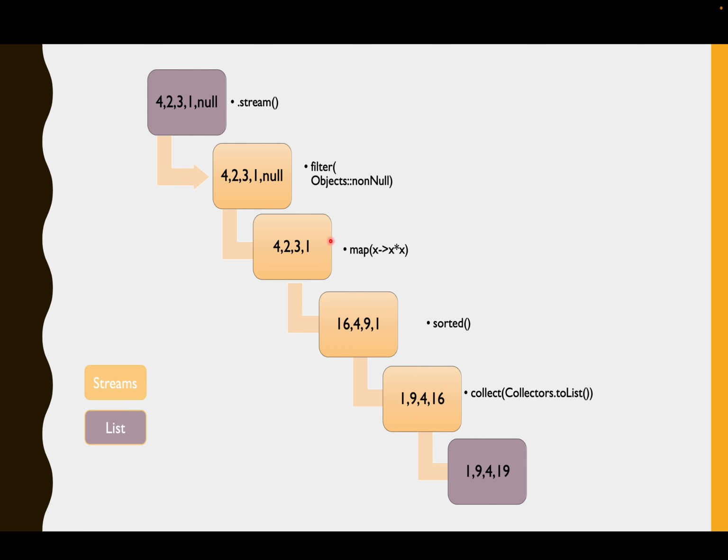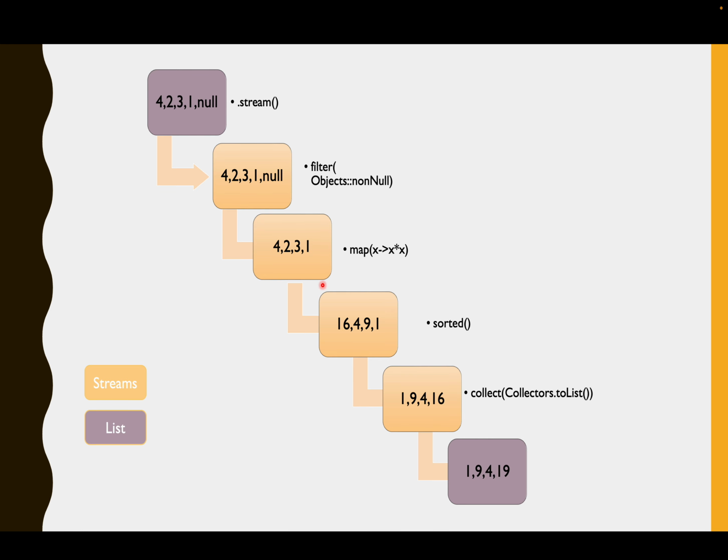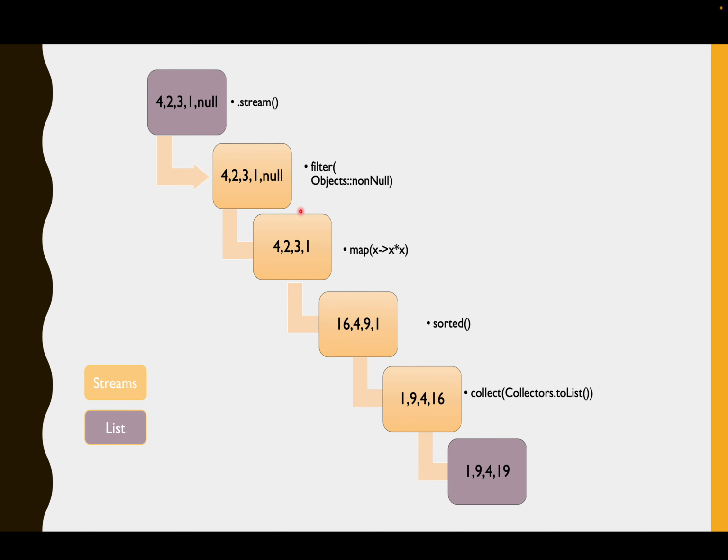Here, the intermediate operations are filter, map and sorted. Intermediate operations are lazily executed and return a stream as a result. So the result of all these operations, filter, map and sorted, is again a stream. Only if these return streams will we be able to process a second time and a third time, meaning we will be able to pipeline the operations. Intermediate operations can be chained together, and this is called chaining.